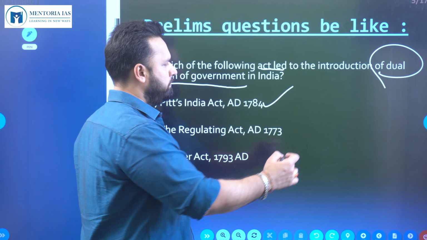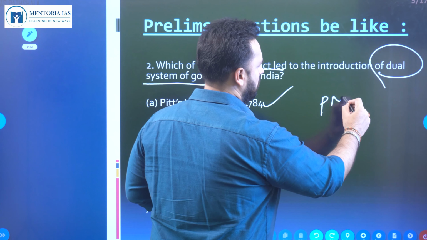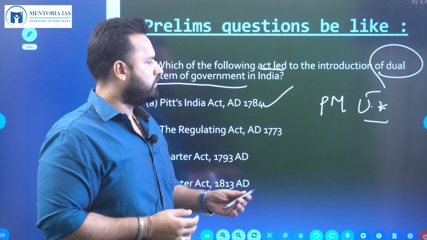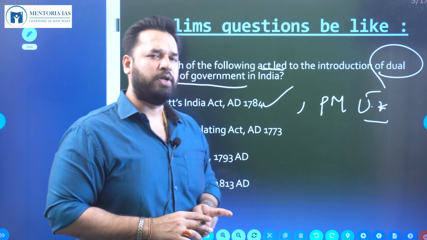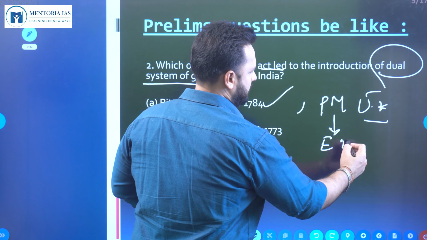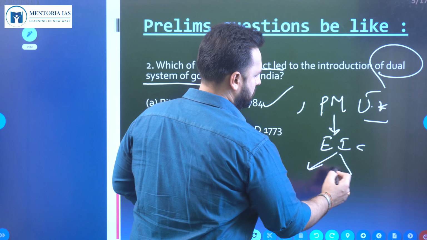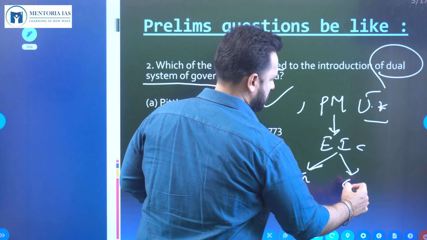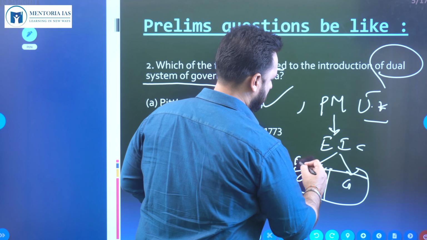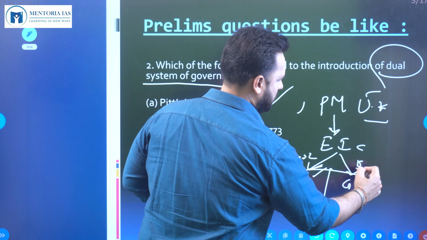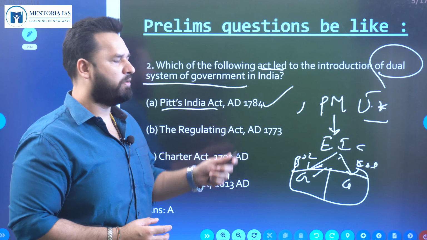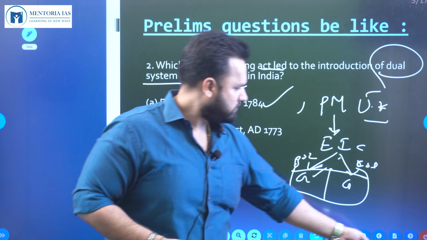Why? Because Pitt was the PM of UK during that time. So he wanted to control the East India Company. To control the East India Company, he split the government into two. There is the Board of Control and the Court of Directors. So it was started by Pitt, the PM of UK.